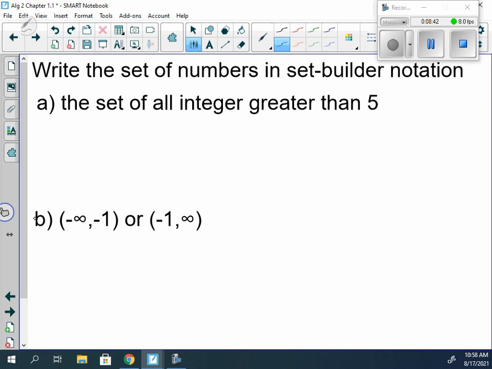So the first one we're looking at here is the set of all integers greater than 5. We want to write this in set builder notation. Well, set builder notation, as we saw yesterday, starts off with a brace, x. So no matter what the number types are, this is how it's going to start.